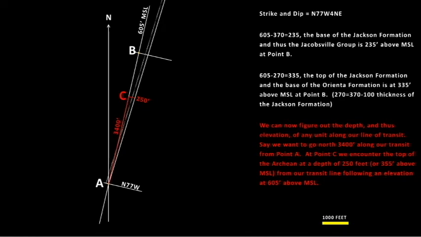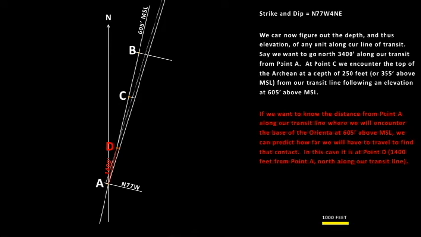All these numbers, these feet and stuff, it's just gotten from direct measurements. All right, and here's D. If we want to know the distance from point A along our transit line where we will encounter the base of the Orienta Formation at 605 feet above mean sea level, we can predict how far we will have to travel to find that contact along our transit. In this case, it's at point D, 1,400 feet north of point A. So you can use that to predict where you would find this contact at the surface. Hopefully when you physically get there, it'll be exposed, but sometimes it isn't.